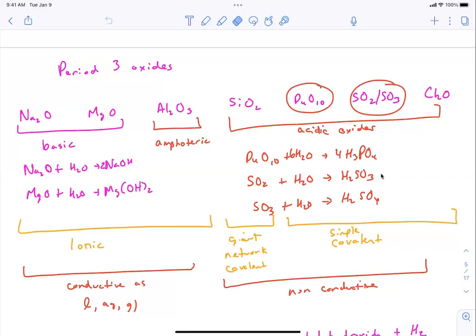So these have very, very low boiling points and melting points. SiO2 has a very, very high melting point and boiling point. But you do need to memorize those 5 reactions because they might ask, just like you saw in your mock exam, they might just literally ask you, state the reaction between sodium oxide and water, and P4O10 and water.